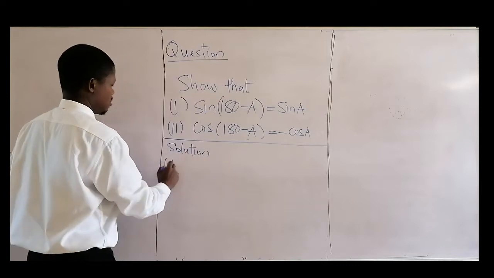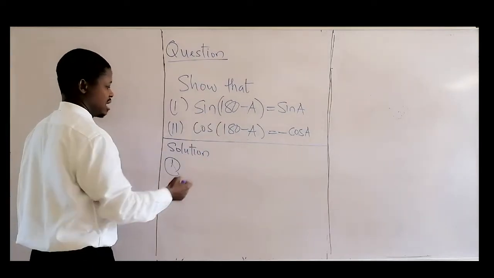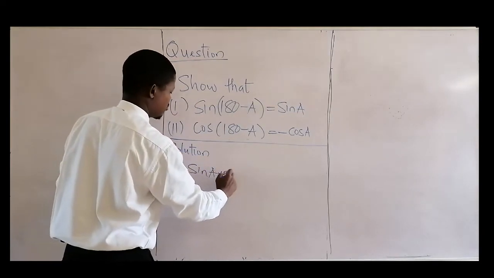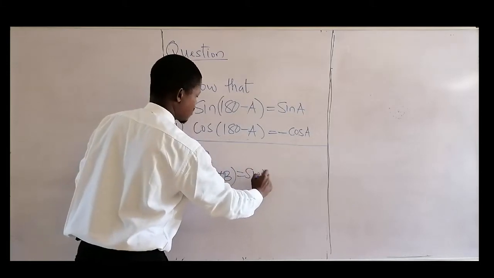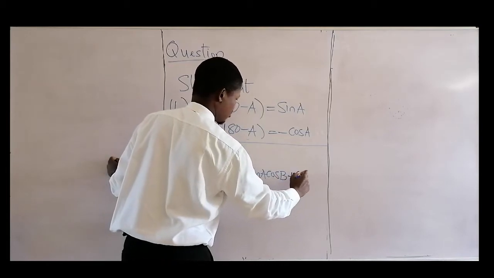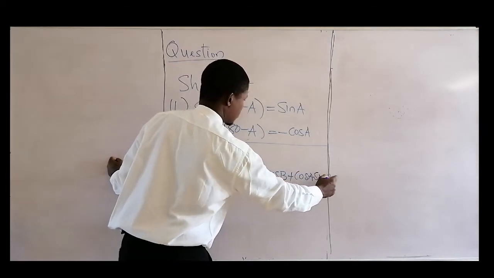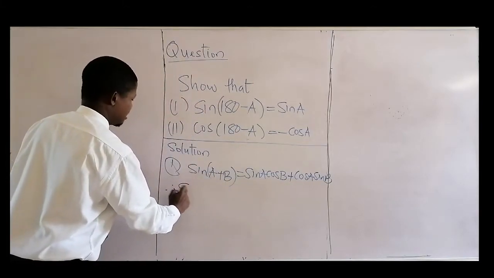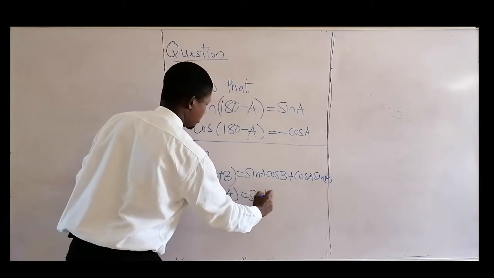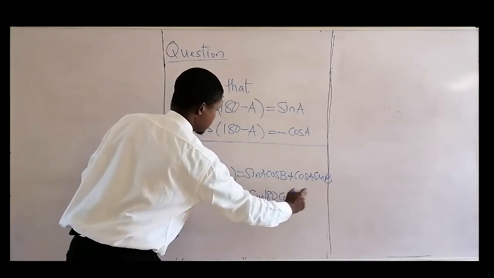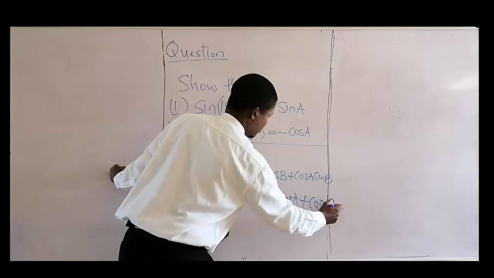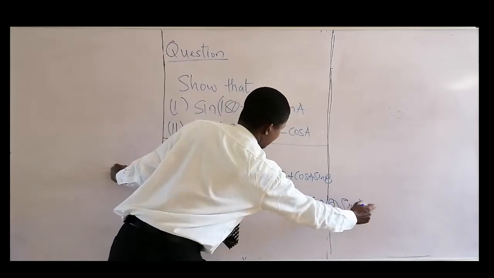For the first one, the only thing we can do is just to remember our sine a plus b, which is equal to what? Sine a cos b, then plus cos a sine b. So that's what we're going to apply. So therefore, sine 180 minus a will be equal to what? Sine 180 cos a. Then minus is here, so that will be plus cos 180 sine a.